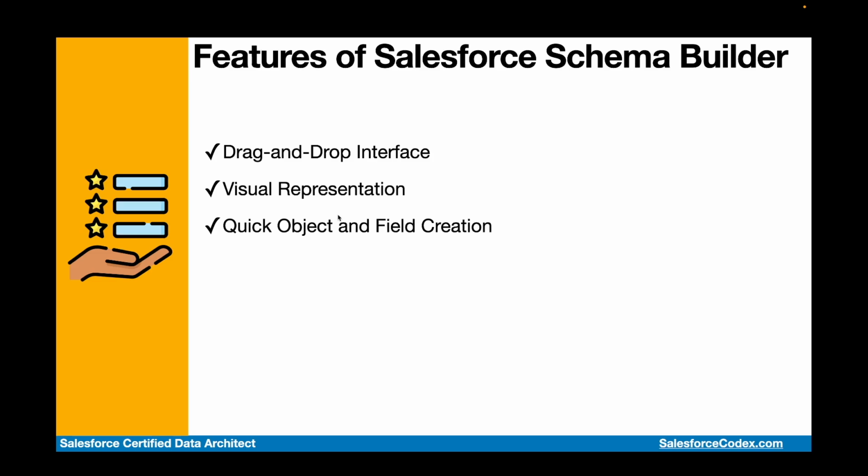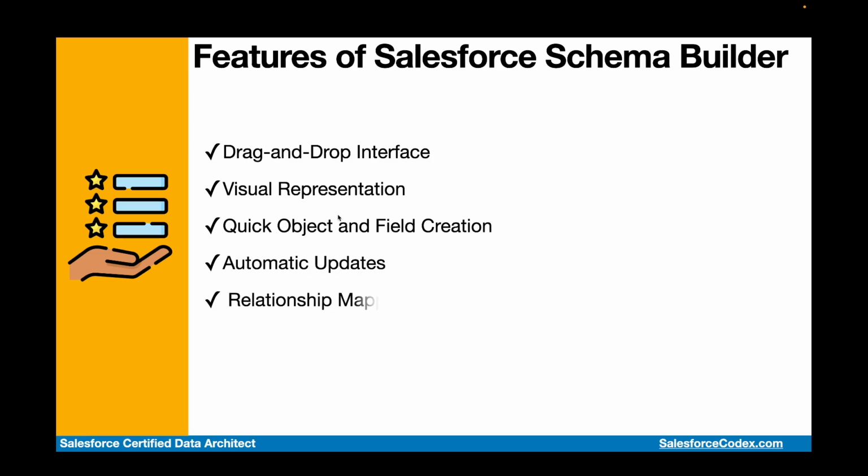Quick object and field creation. We can add custom objects and fields without navigating through multiple pages in Salesforce Setup. We can set up permissions with a profile and permission sets after the creation of objects and fields. Then we have automatic updates. Whatever changes we make in Schema Builder are instantly reflected in the Salesforce database. So we can easily add permissions after the creation of the fields or the objects.